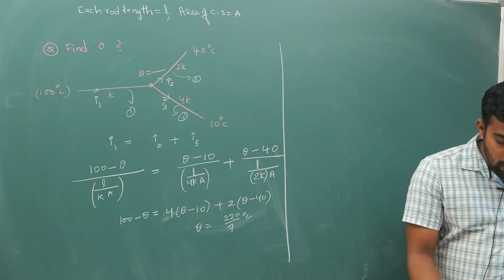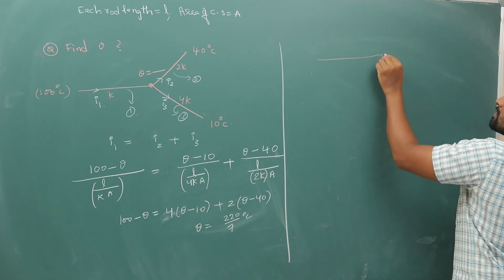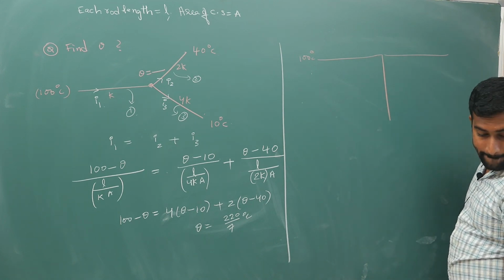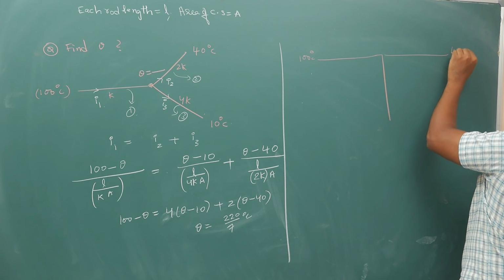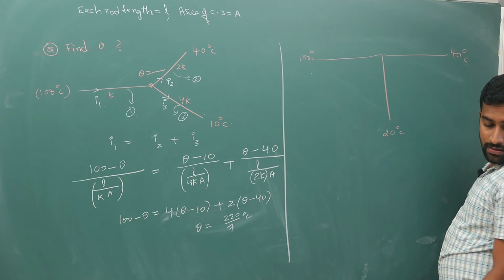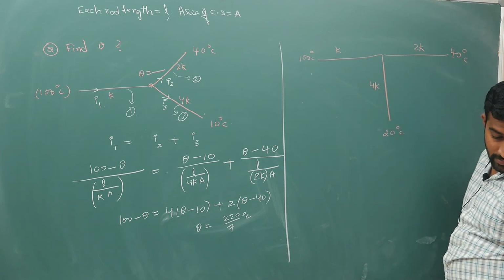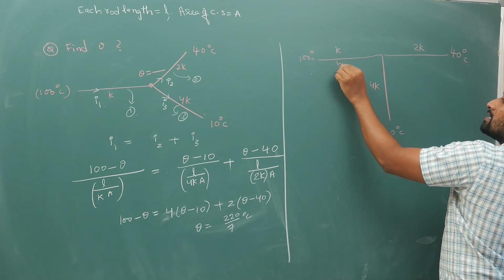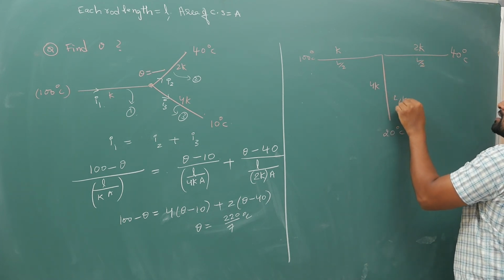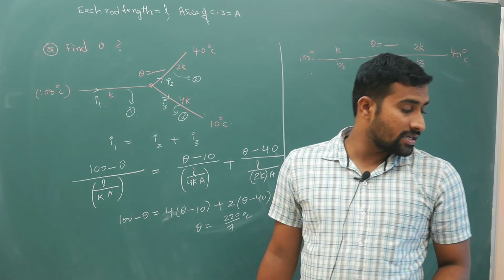Now one more question we will give. Next is 140, 20. You have 100 degrees centigrade. This end is 40 degrees centigrade. This end is maintained at 20 degrees centigrade. Your thermal conductivity is K, 2K and 4K. This part's length is L by 2, this part's length is L by 2, this part's length is L. The area of cross section is the same. Find junction temperature theta. That is your next question. Try it.